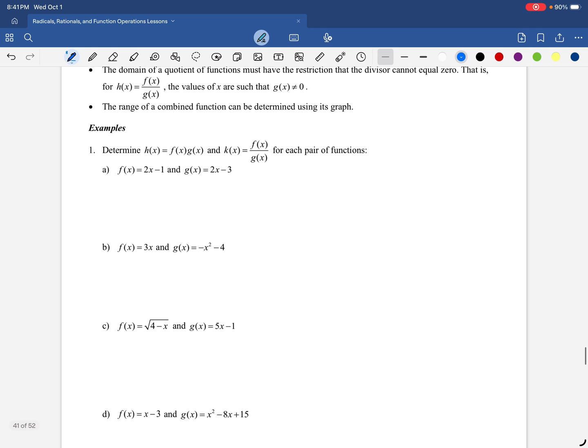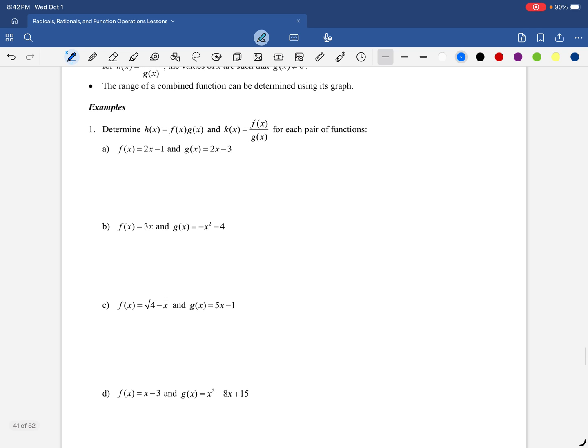Okay, so same thing we started with last time in lesson 7. We're just going to do a little bit of algebra here. It says you're going to determine h of x, which is defined as f of x multiplied by g of x, as well as k of x, which is defined as f of x over g of x, for each pair of functions. Okay, so let's take a look at a. Function f is defined as a linear function. Function g is also a linear function.